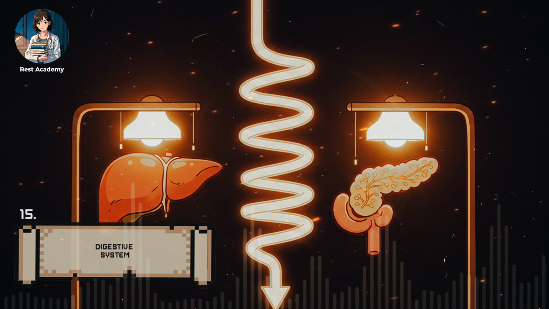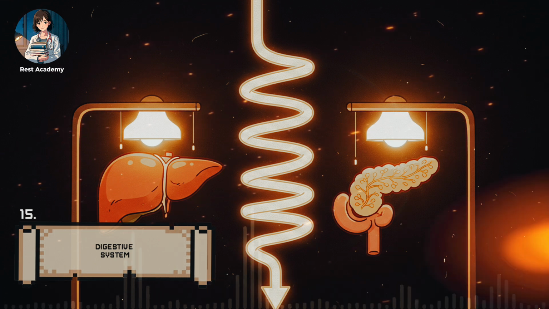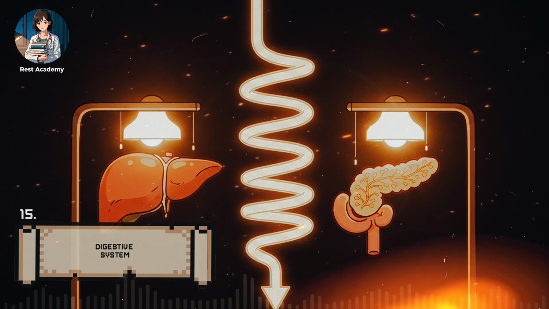Jejunum and ileum extend intraperitoneally for several meters, suspended by mesentery. Jejunum has thicker walls, larger plicae circulares, long vasa recta, less fat and mesentery. Ileum has thinner walls, fewer folds, more fat, shorter vasa recta, Peyer's patches, lymphoid aggregates. The ileocecal valve regulates entry into cecum.